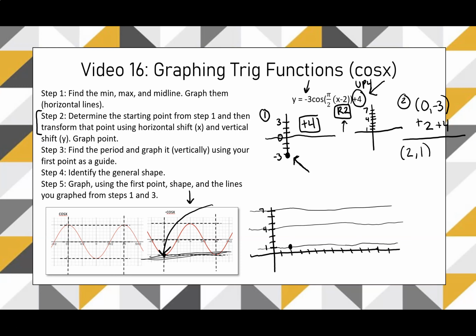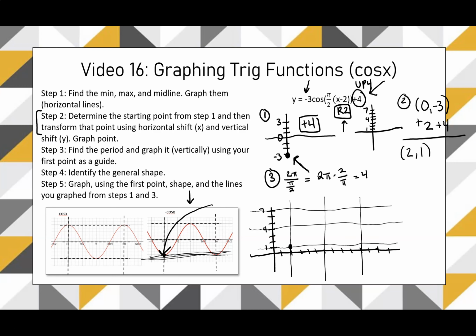All right, step 3 now. Step 3 says find the period and graph it. So I still did the same process of 2 pi divided by pi over 2. I feel like we've done this one a million times. It becomes 2 pi times 2 over pi, which becomes 4. So I'm just going to make that 4. 1, 2, 3, 4. 1, 2, 3, 4.